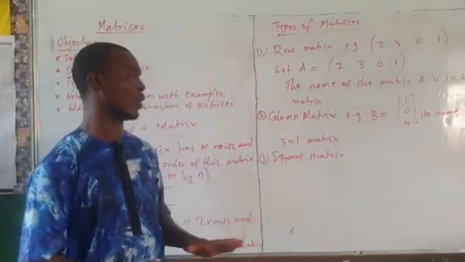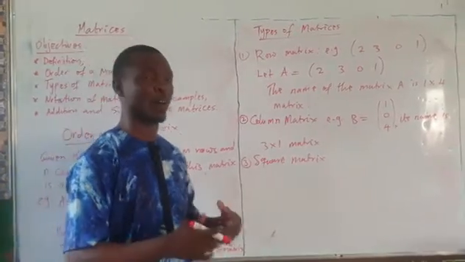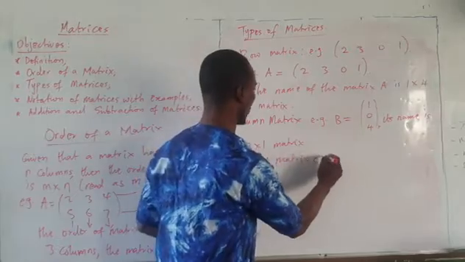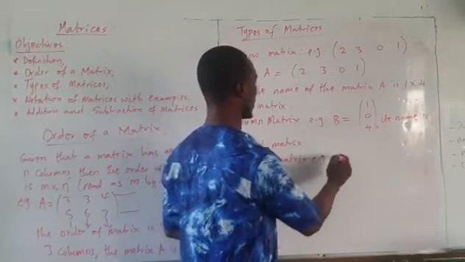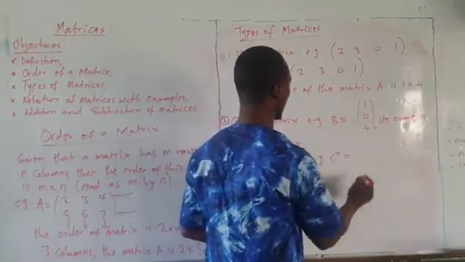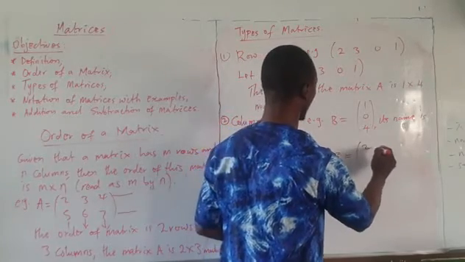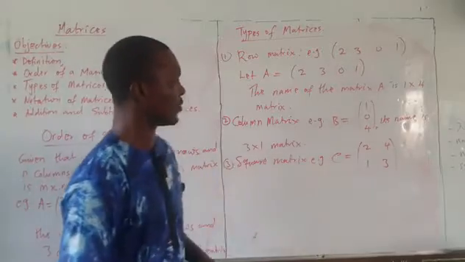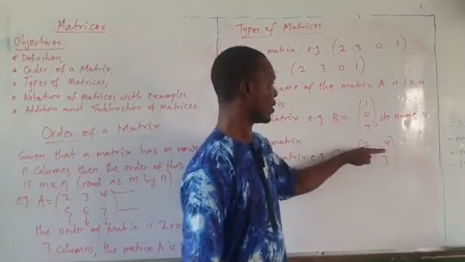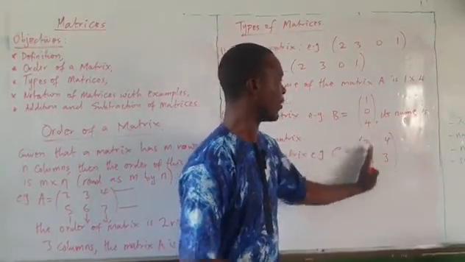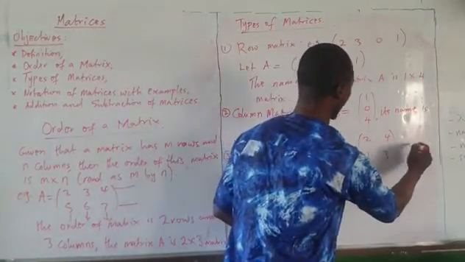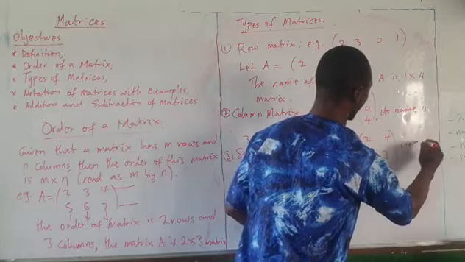So the number of rows and columns are the same. That is for a square matrix. For example, let's take matrix C, which is equal to 2, 4, 1, 3. If you take note of this, we have 2 rows and we have 2 columns. So in this case, that is 2 by 2.